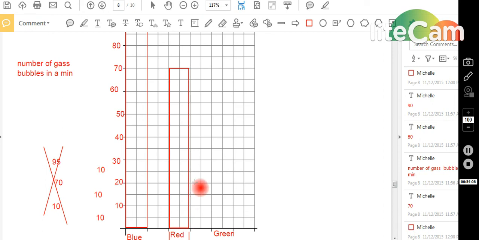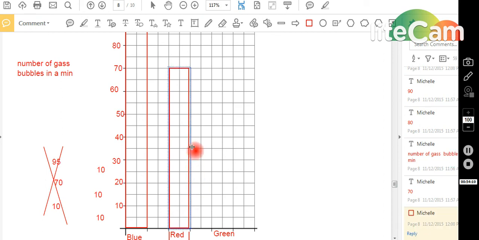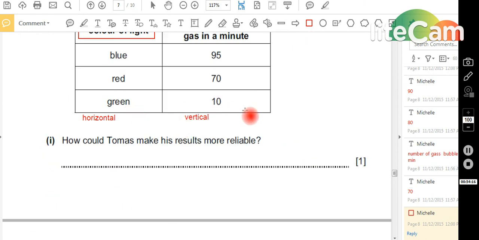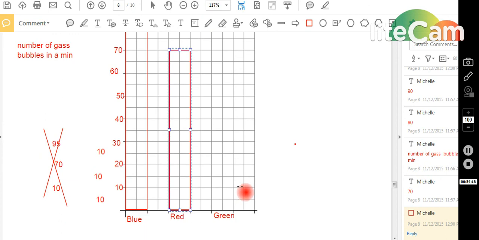Okay, so there's your red one. Sorry, this line should be a little bit out. Okay. And then the last one is the green, and that value is 10. Okay, so then we draw the green bar, and that's 10.